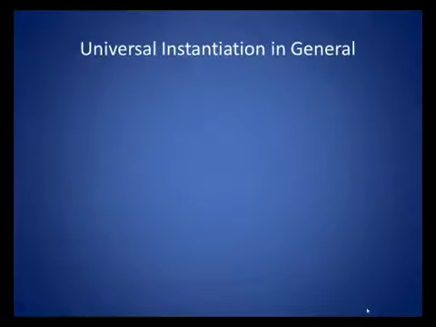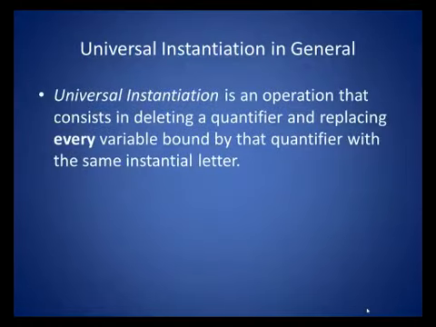First things first. Universal instantiation in general. Here's a general rule. Universal instantiation is an operation that consists in deleting a quantifier and replacing every variable bound by that quantifier with the same instantial letter. Now remember what your quantifiers are from the last section, which is your existential quantifier and your universal quantifier. This is the quantifier that we're talking about in this particular definition.